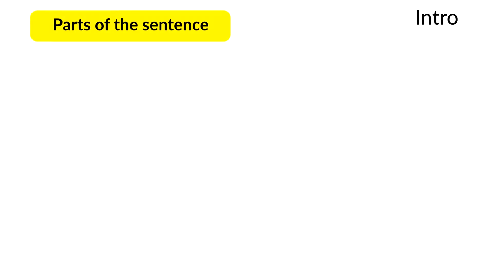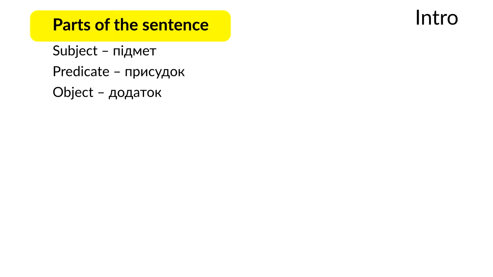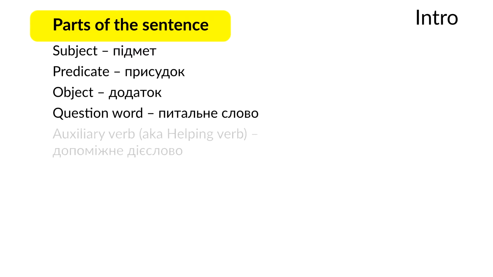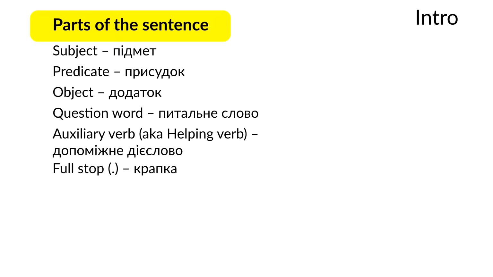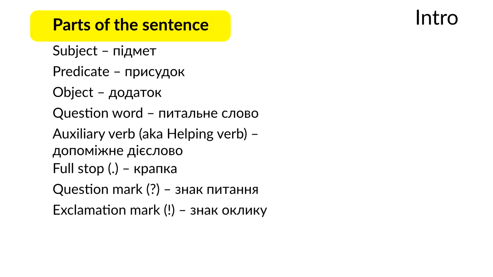Parts of the sentence. Subject – підмет. Predicate – присудок. Object – додаток. Question word – питальне слово. Auxiliary verb or helping verb – допоміжне дієслово. Full stop – крапка. Question mark – знак питання. Exclamation mark – знак оклику. Comma – кома.